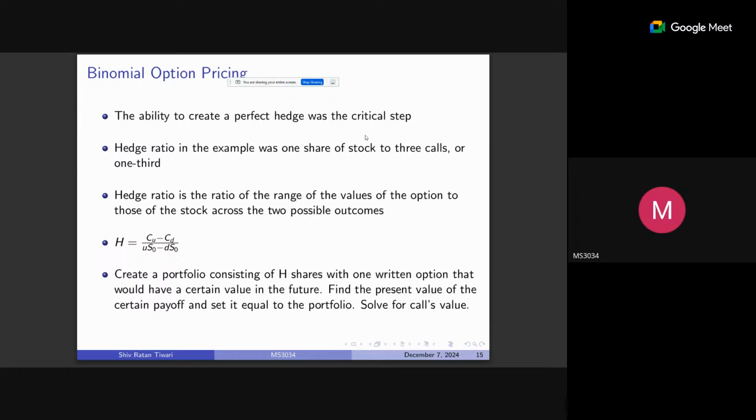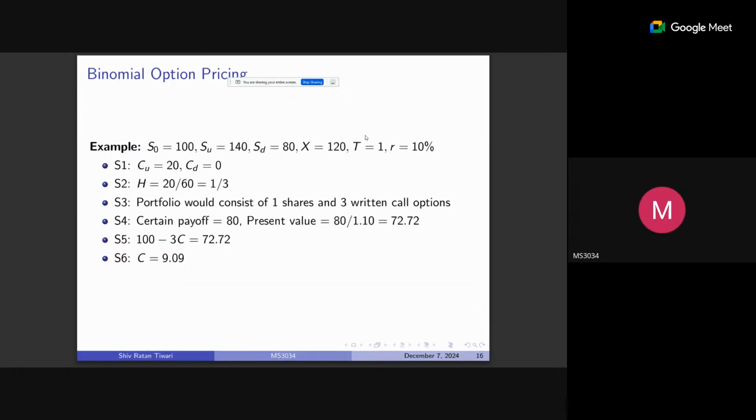Now you have this certain payoff, you can find the present value using the interest rates, and this present value of the certain payoff should be equal to the cost of the portfolio, and using this you can solve for the option price. So let's take an example. If the question says the current stock price is 100 rupees, it can either rise to 140 rupees or decrease to 80 rupees. And you have an option with an exercise price of 120 rupees, it expires in 1 year, and the prevailing risk-free interest rate is 10%.